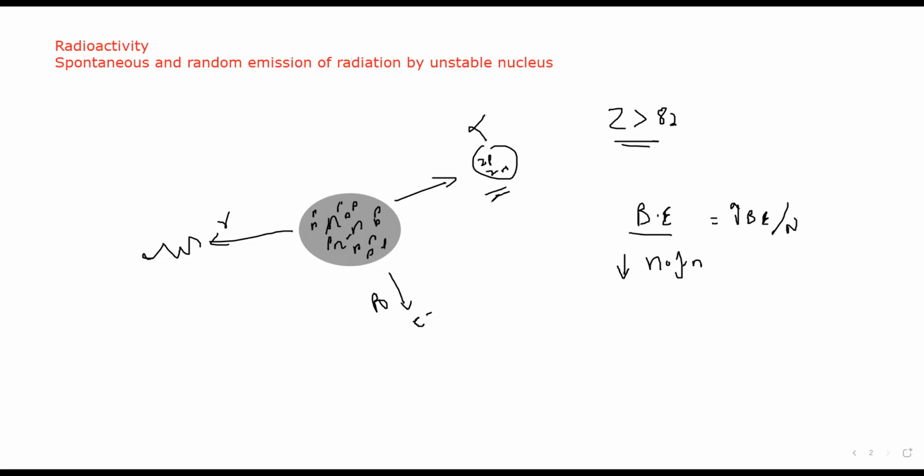So alpha is 2 protons and 2 neutrons, beta can be positive beta or negative beta, and gamma is only emission. So in alpha emission or alpha decay, if we have a radioactive nucleus that emits an alpha particle, which is also known as a helium nucleus, the nucleon number or atomic mass will decrease by 4, and the atomic number will decrease by 2. And because the atomic number changes, the whole atom will change.